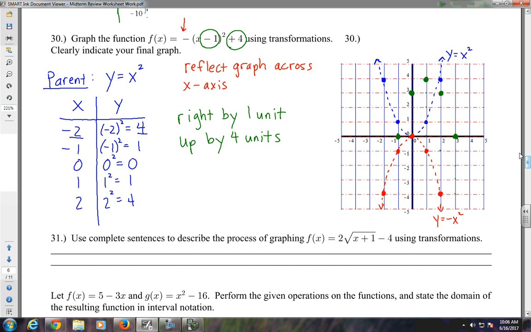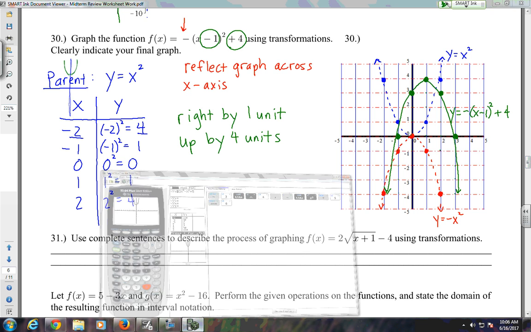Notice all these parabolas are the same shape and size. They've just moved to a different location relative to our parent function. So this is my final graph. I'm going to go ahead and label it. You can use f of x if you want to. I just happen to write a y. Same idea. Okay. Don't forget you can check this with your calculator.